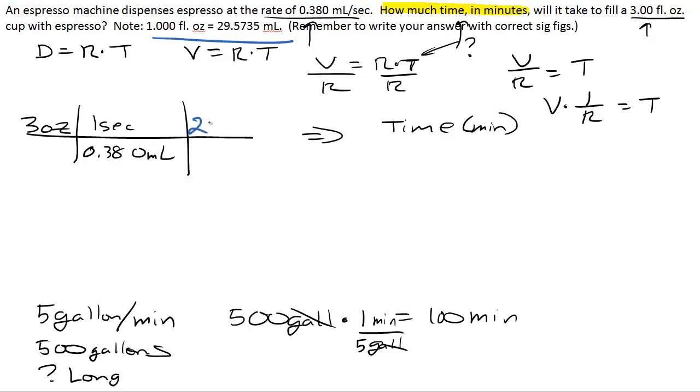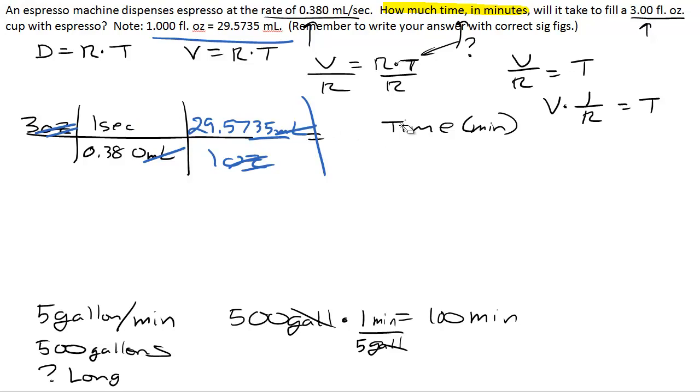So I have 29.5735 milliliters, and on the bottom, 1 ounce. Now, how did I know to write it this way instead of ounce over milliliter? And you're thinking, well, duh, because I need to cancel milliliters and ounces, and this way, milliliters cancel, ounces cancel, and look what's left. The only unit of measure is seconds. So we're almost there.